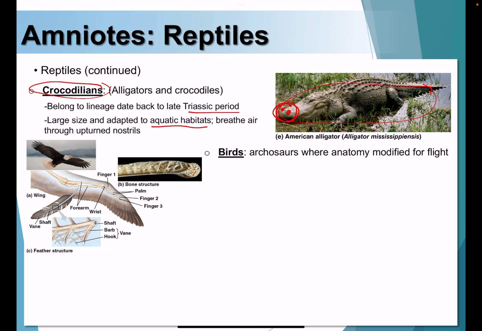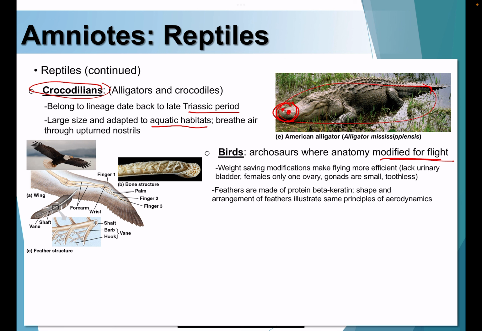And then you have birds. Birds are also, like I said, under the category of reptiles. So these are supposedly archosaurs where the anatomy was largely modified for flight. But they say that birds have evolved from dinosaurs. And we talked about the Archaeopteryx before in another chapter, so I didn't bring it up again here because I know it's already a long chapter.